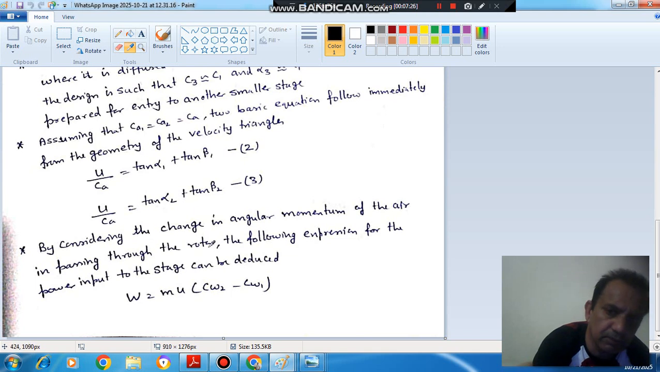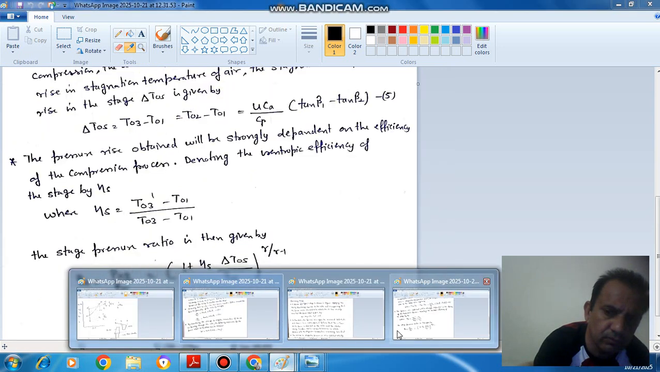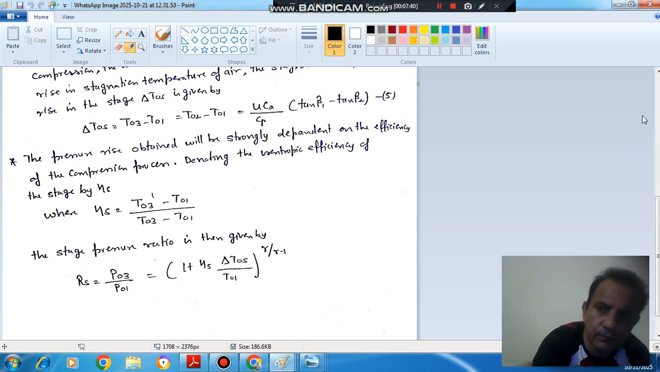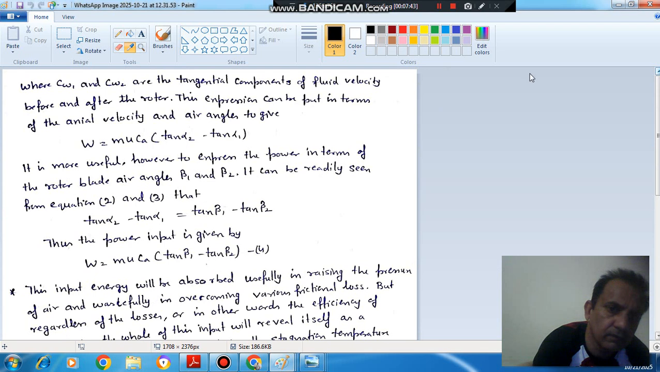By considering the change in angular momentum of air in passing through the rotor, the following expression for the input to the stage may be deduced. So that is m W is equal to m U (Cw2 minus Cw1), and this W is equal to, in terms of angle and axial velocity, U Ca (tangent alpha 2 minus tangent alpha 1). So in the previous expression, Cw1 and Cw2 are the tangential components of the fluid velocity before and after the rotor. This expression can be put in terms of axial velocity and air angle to give this.